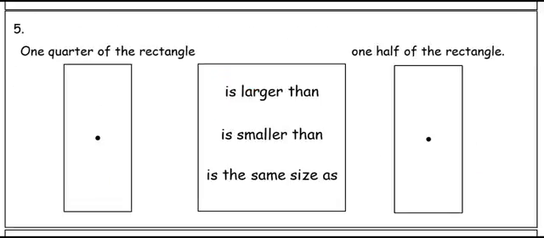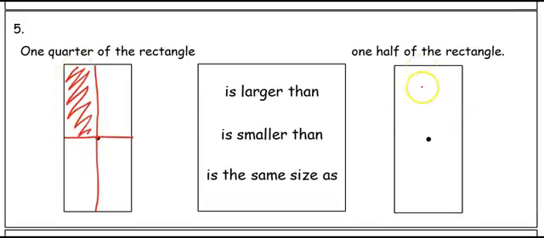Same thing here. We're going to divide now the rectangle into 1/4 or into fourths, and we'll shade in 1/4. So I'll divide it down the center and then down the center horizontally, and we'll shade in 1/4. And on the other side, we'll show 1/2 of the rectangle. I'll draw a straight line down the center and shade in 1/2.